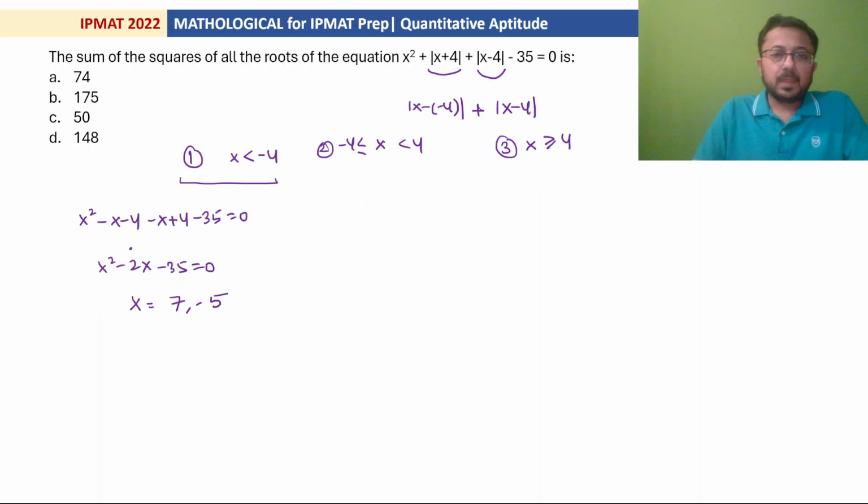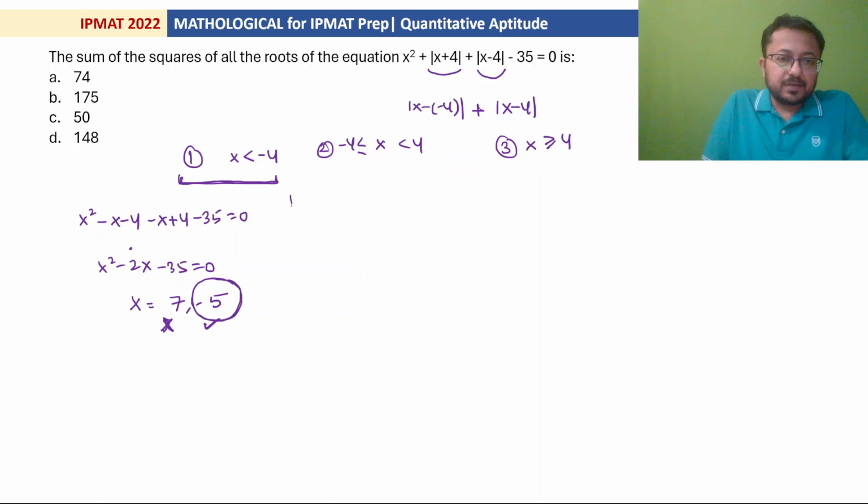Okay. And since हमने assumption लिया है कि x is less than minus 4, so x has to be less than minus 4. बट 7 इज नॉट लेस देन -4, so this will not be our solution. ठीक है, क्रॉस है, x नहीं है, और -5 will be our solution. ठीक है, so this is acceptable solution, -5, but 7 is not acceptable.